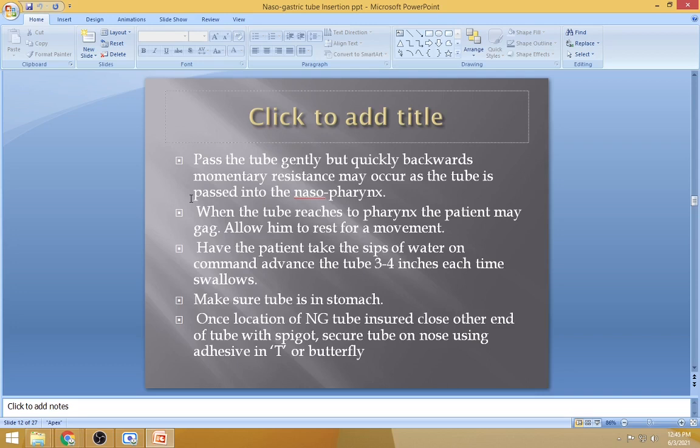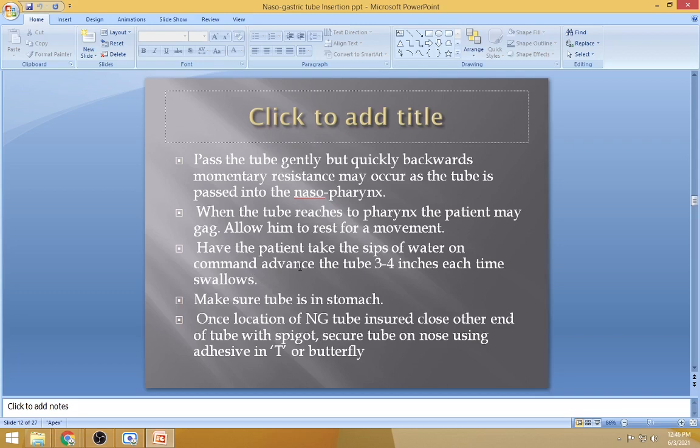But these are the different methods that we use to test whether the tube is in the stomach or not: with a stethoscope, and then we have to aspirate and see all those things. But immediately we will also know if it goes into the wrong passage, because the patient will have restlessness and show symptoms of difficulty. So immediately when the patient is that way, you have to draw back the tube and we have to reinsert it again.